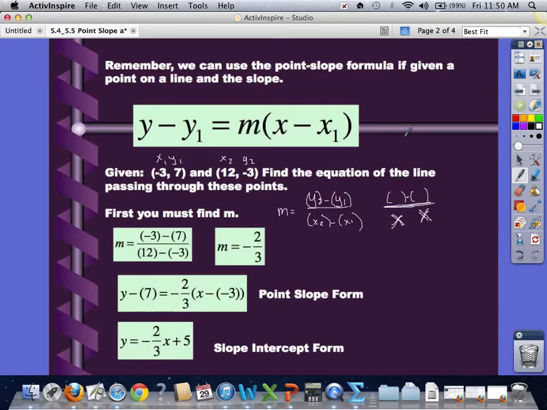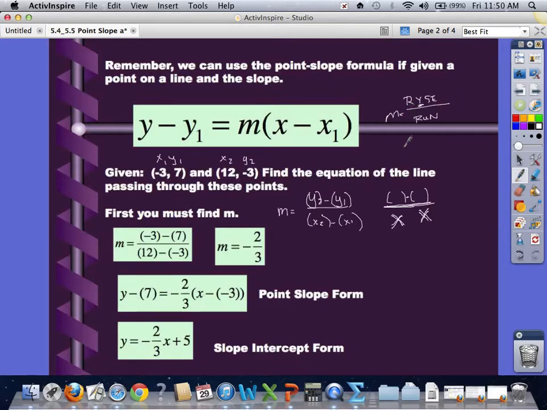But you must do the y's on top. Remember, we renamed the rise over the run. We're now spelling it like this: rise on your y's over run. So that way you know that the y has to go on top. All right, that's what slope is.